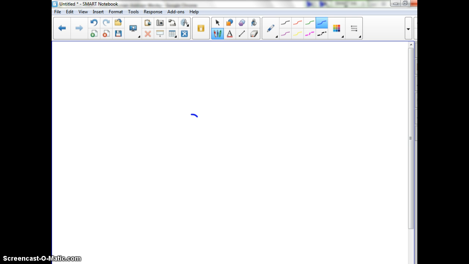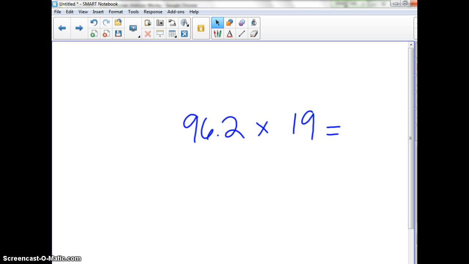Next problem. Since I'm running short on time, can somebody help me? How would I change this number? Biggest place value given. Dathan? Go up to 10. 10. 96 isn't anywhere close to 10. 100.